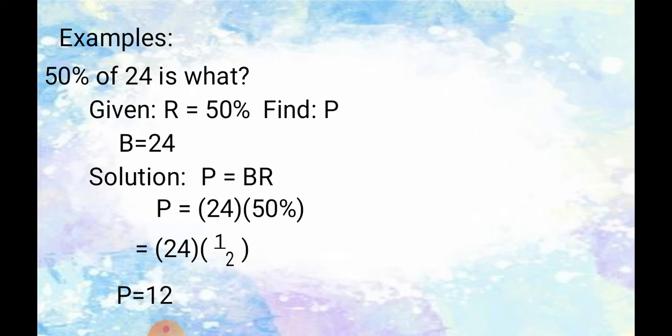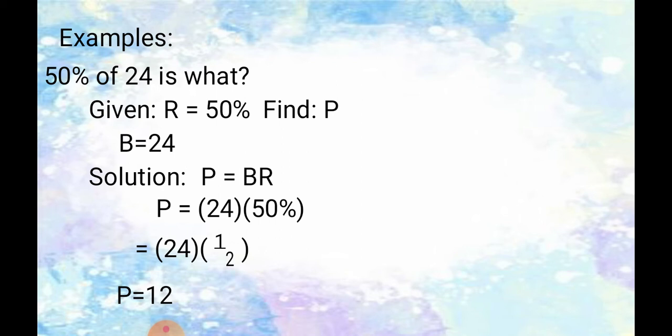Since the base is, sabi ko kanina, that the base is the whole, right? So the rate is the percent or the decimal and fraction, and then the percentage is the part. Okay, so solution, P is equal to base times rate. Since our base is 24 and our rate is 50%, it can be 0.50 in decimal, or in fraction it is 1/2.